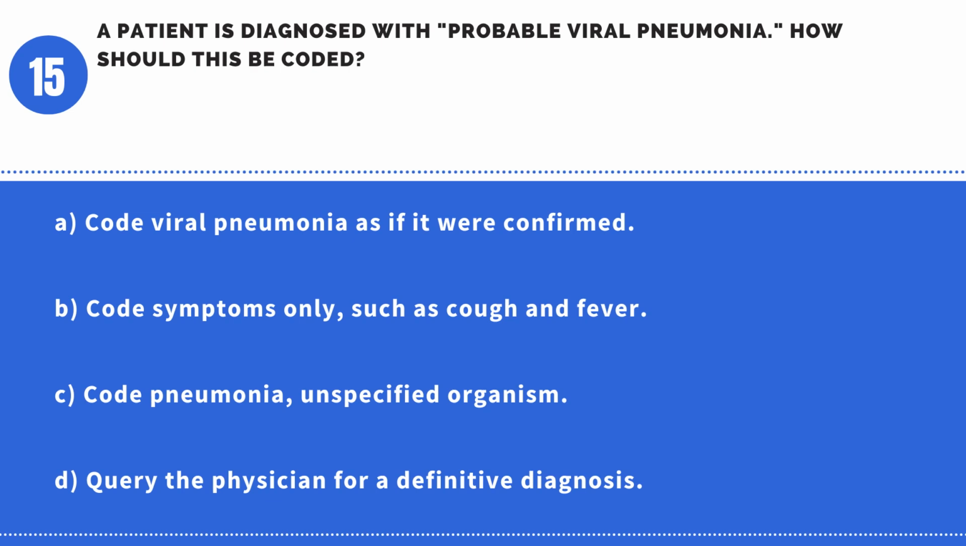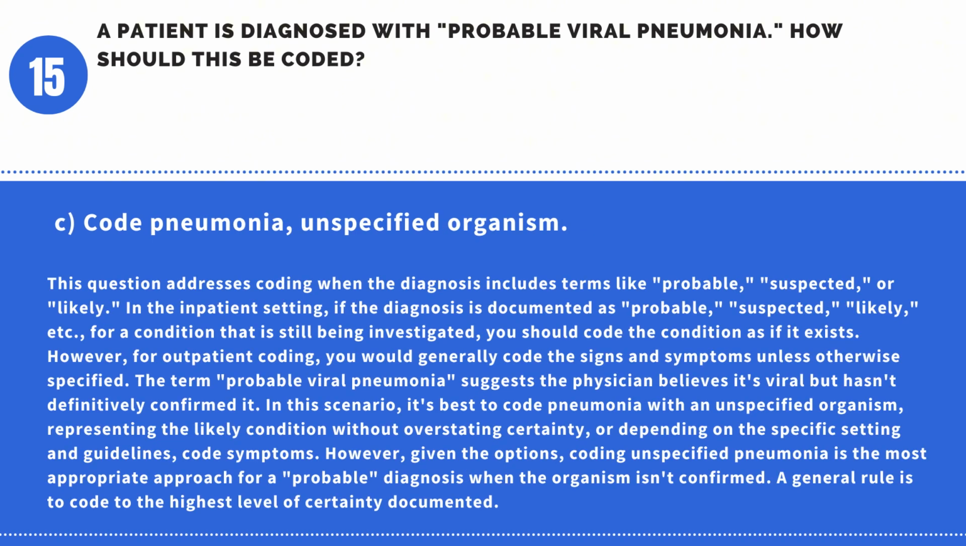How should this be coded? A. Code viral pneumonia as if it were confirmed. B. Code symptoms only, such as cough and fever. C. Code pneumonia, unspecified organism. D. Query the physician for a definitive diagnosis. Answer, C. Code pneumonia, unspecified organism.